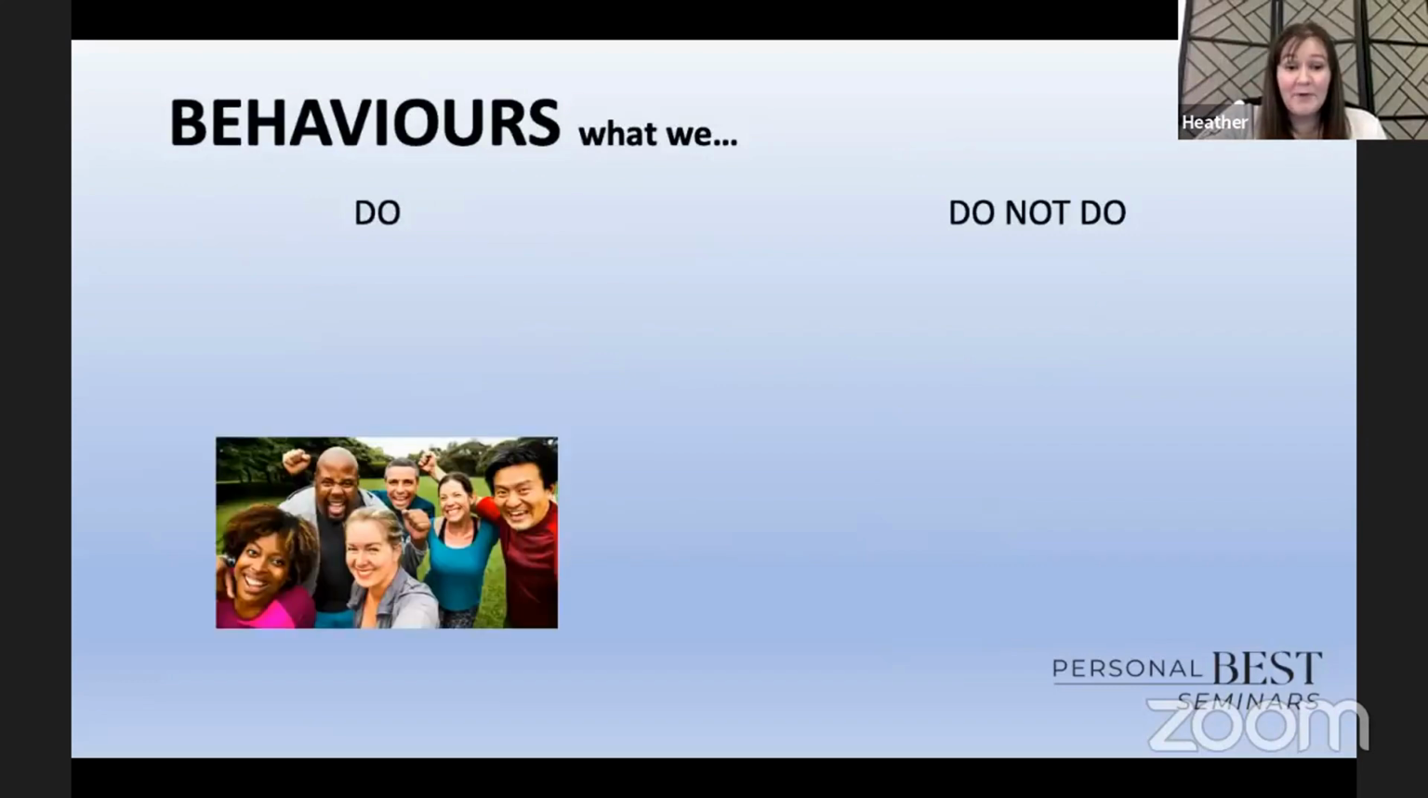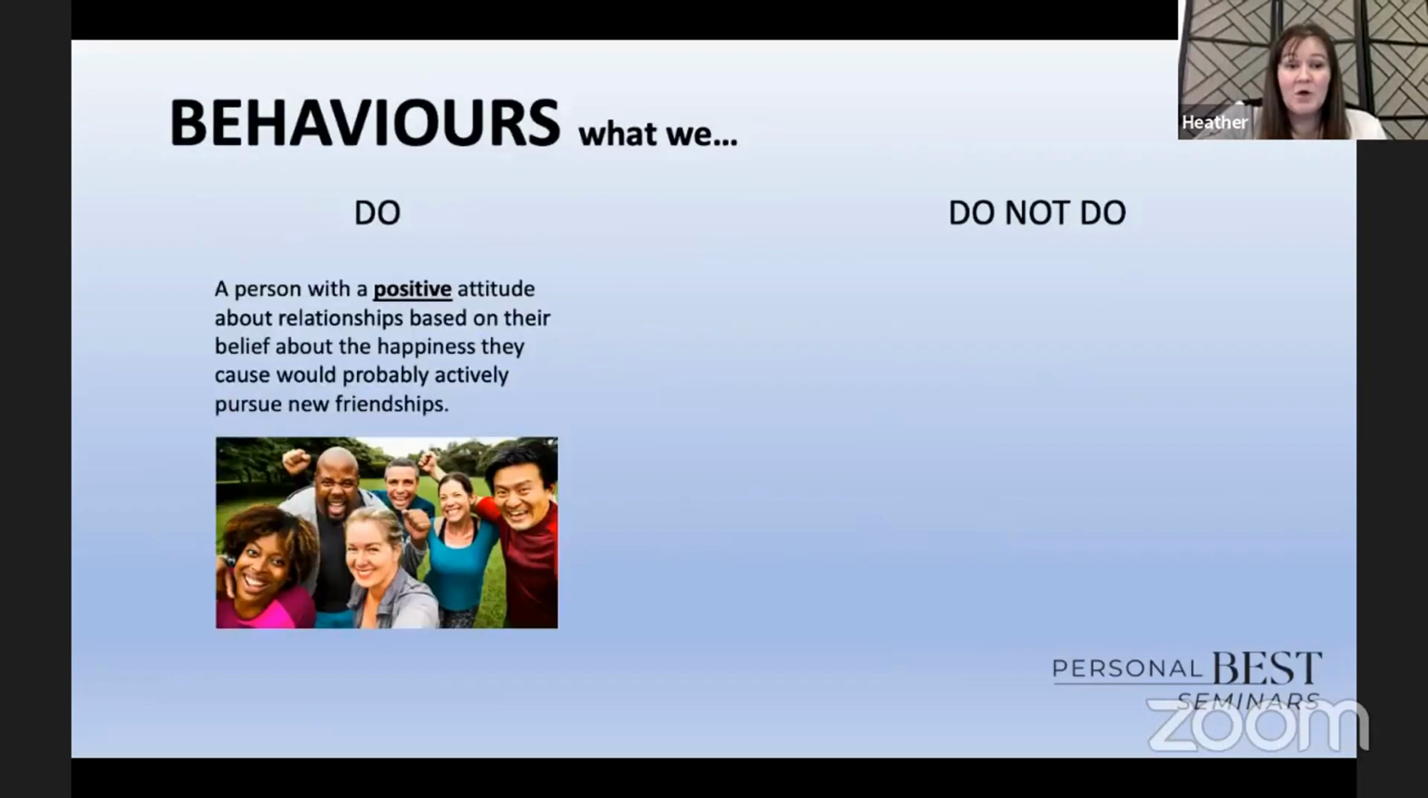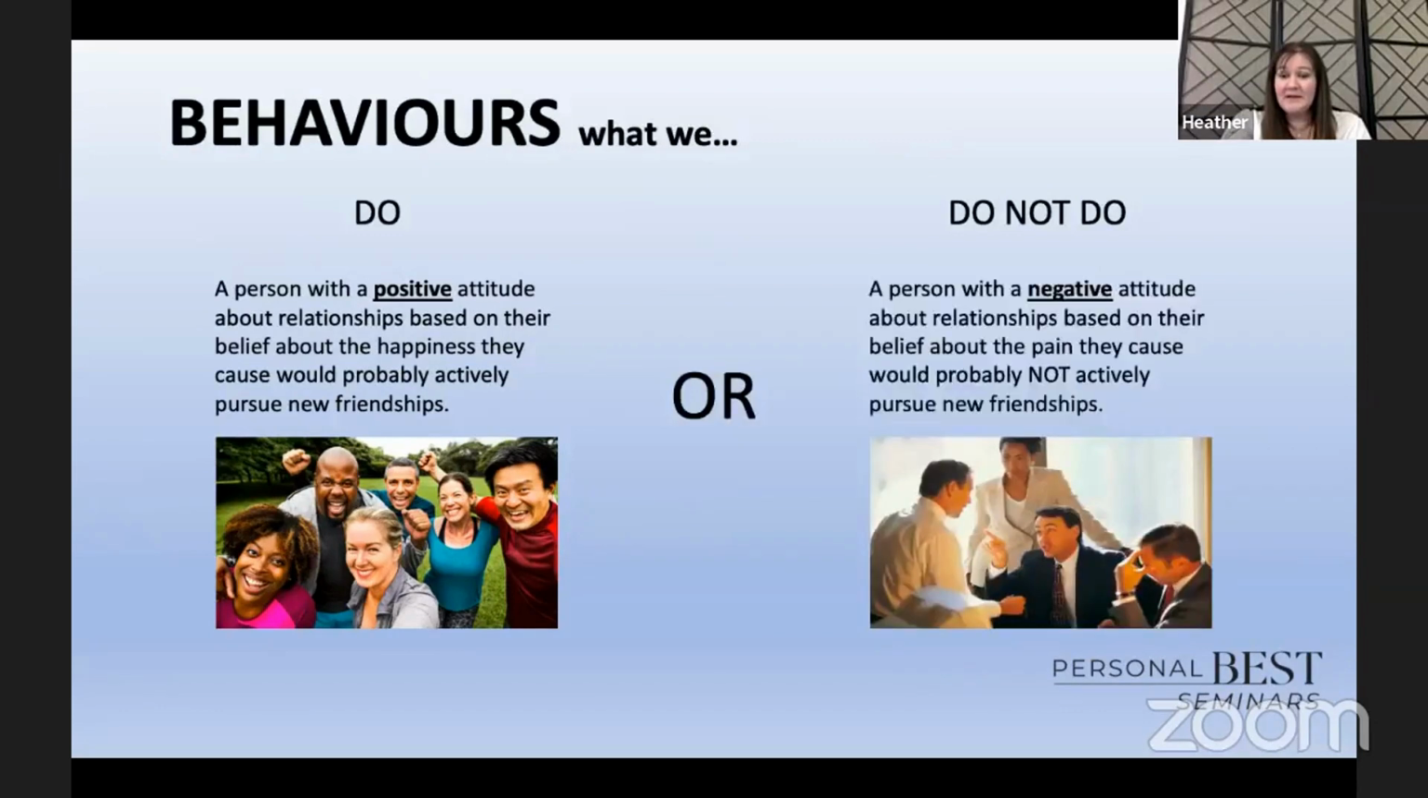So same example about relationships. A person with a positive attitude about relationships, based on their belief system about the happiness they cause, would probably actively pursue new friendships. But the "do not do" is that a person with a negative attitude about relationships, based on a belief about the pain they cause, would probably not actively pursue new friendships.